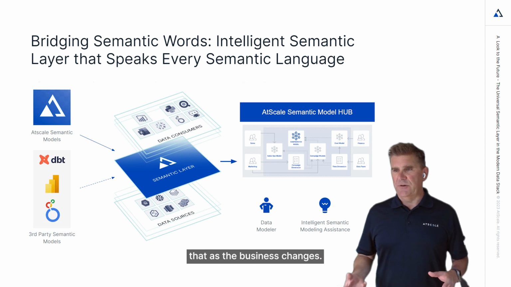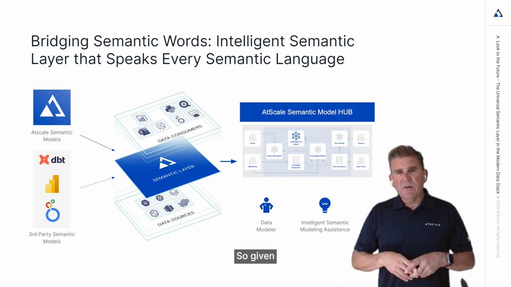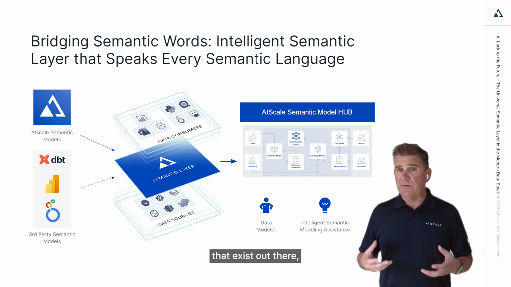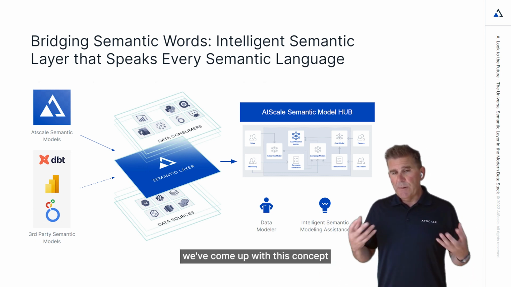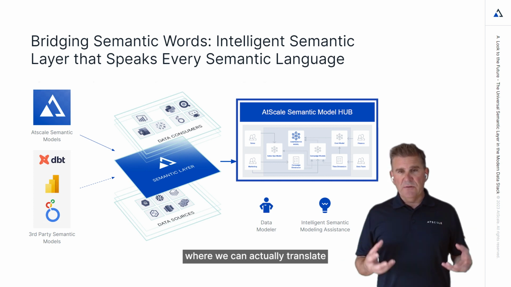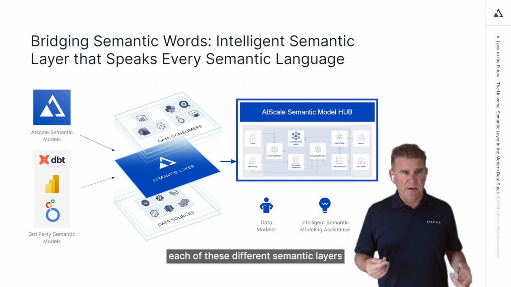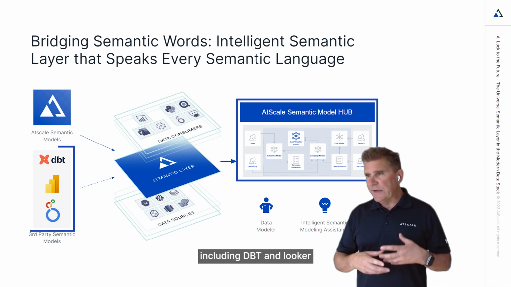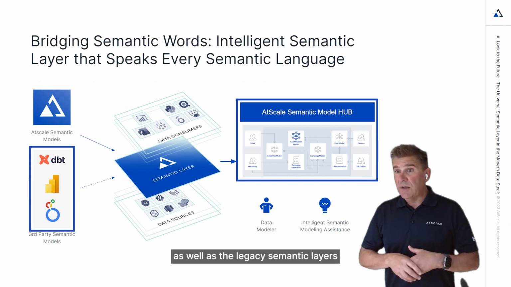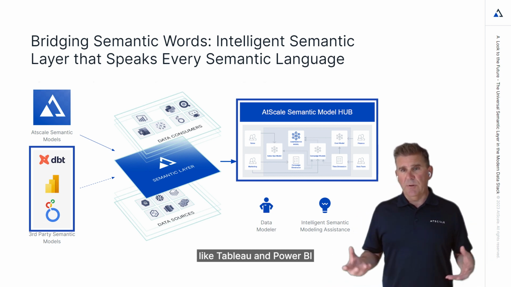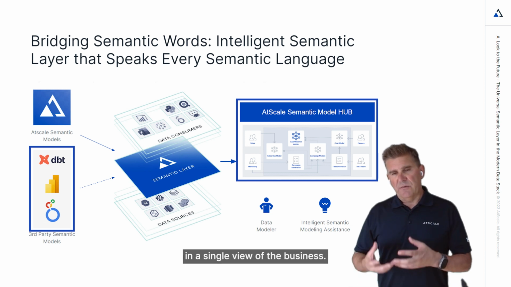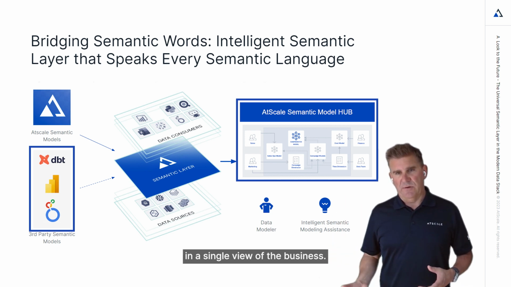Given the reality that there are multiple semantic layers out there, we've come up with this concept of a semantic hub, where we can translate each of these different semantic layers wherever they may be living, including dbt and Looker and all the newer semantic layers, as well as the legacy semantic layers like Tableau and Power BI. And we can serve them all up in a single view of the business.